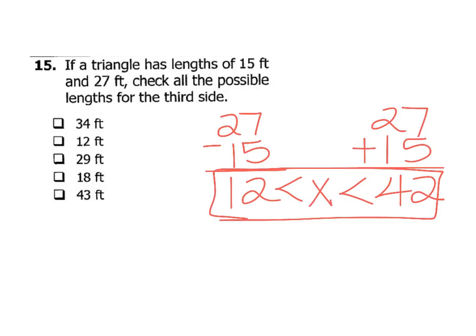Now we want to ask ourselves, which of these values fall in that range? So does 34 fall in that range? Yes, it does. 34 is less than 42 but greater than 12. How about 12? Well, no, 12 is not greater than 12. It's equal to 12, so we cannot include 12. 29. Yes, 29 falls in that range. Yes, 18 falls in that range. But no, 43 would not fall in that range because 43 is greater than 42, and we know that our third side has to be less than 42. All right, so now we're done with 15.